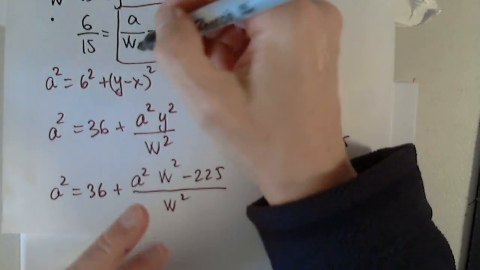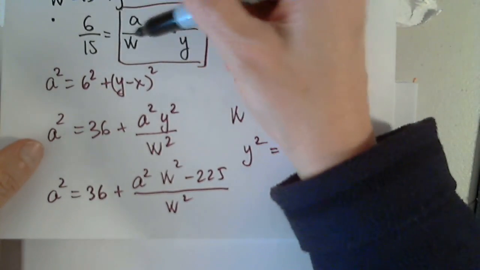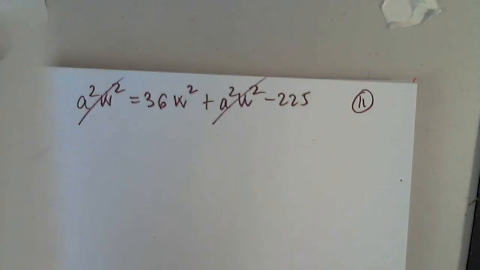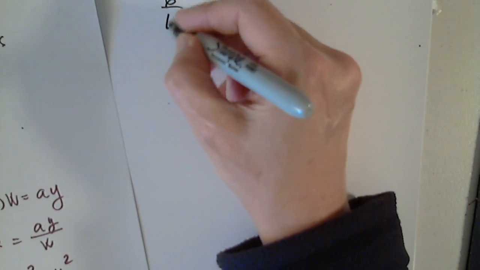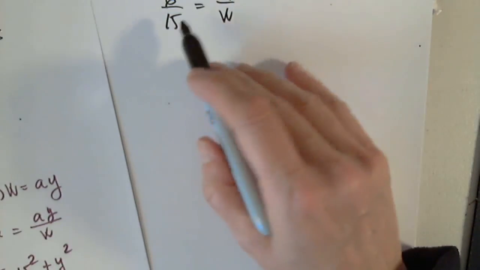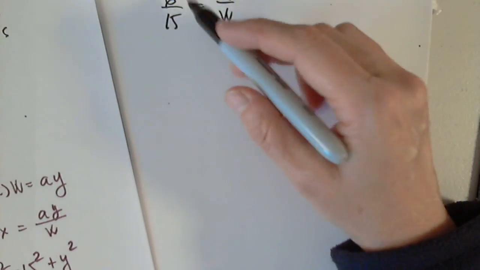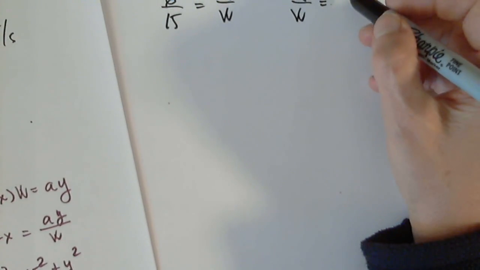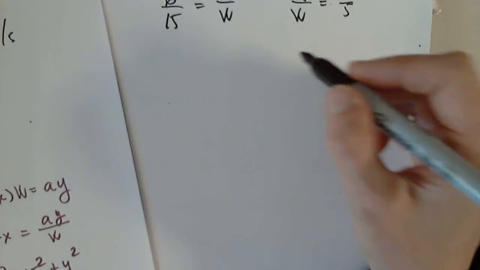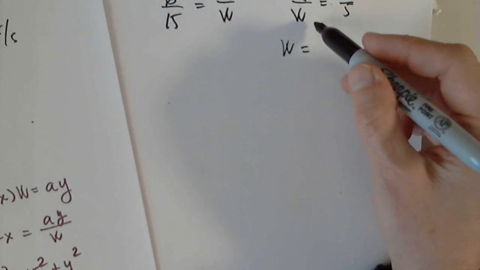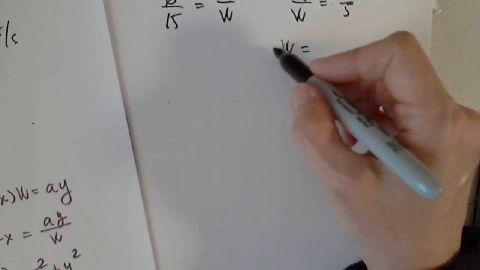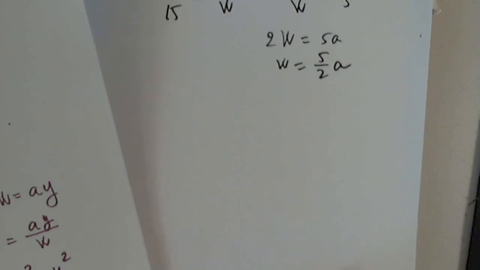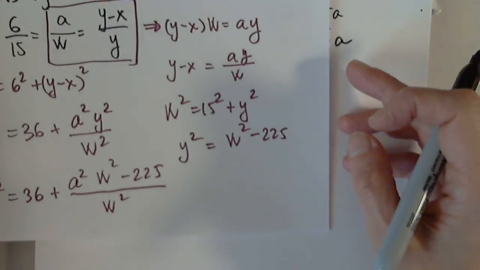I also have this relationship that says that 6, I will simplify this. So let me write it here. So we have 6 over 15 equals a over w. So the 6 over 15, when I simplify it by 3, I get a over w equals 2 over 5. So when you cross multiply, 2w equals 5a, so w equals 5 halves a. So we have that relationship.